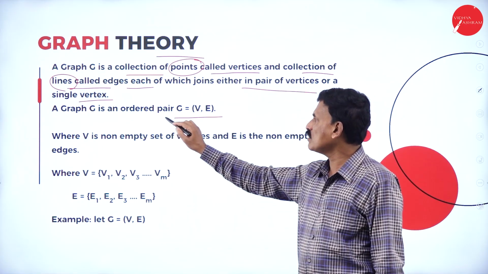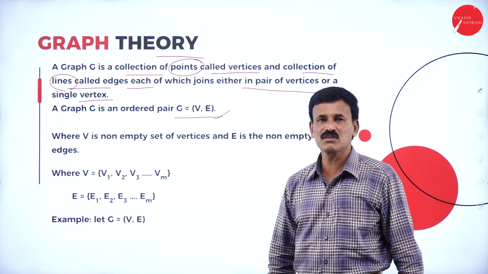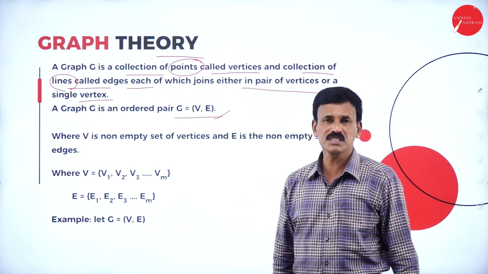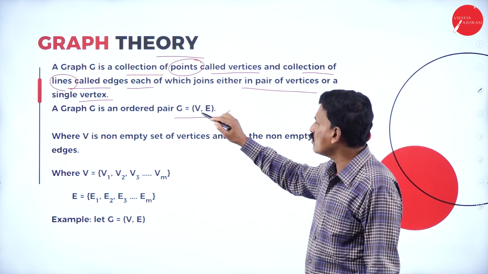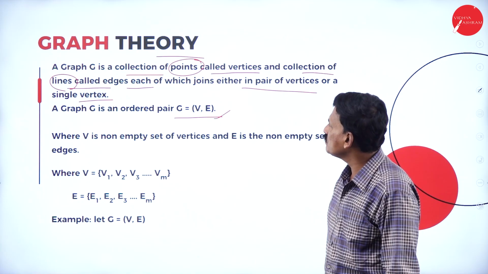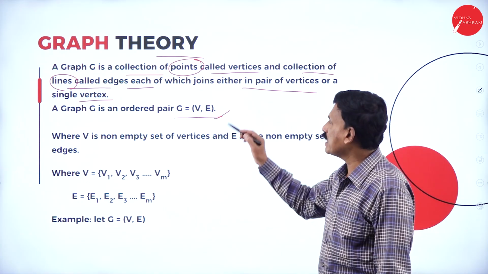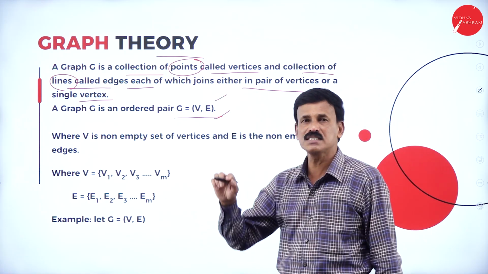So a graph is an ordered pair denoted as G equals V comma E, where V is a non-empty set consisting of vertices and E is a non-empty set consisting of edges. Therefore this is an ordered pair. So this is a mathematical structure. A mathematical structure consisting of V and E is called a graph.